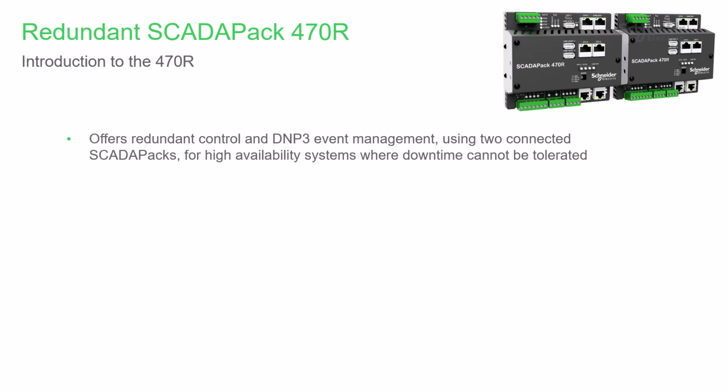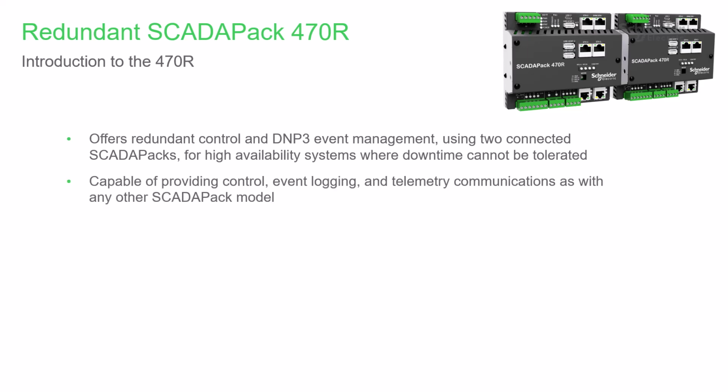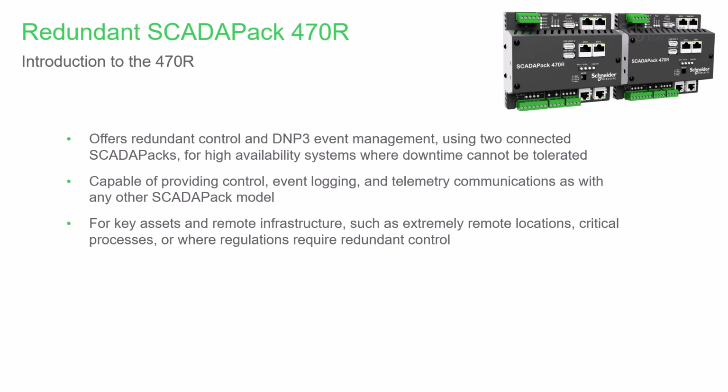The 470R offers redundant control and DNP3 event management using two connected SCADAPacks for high availability systems where downtime simply cannot be tolerated. 470R is capable of providing control, event logging, and telemetry communications as with any other SCADAPack model. It may be specified for use with key assets and remote infrastructure, such as extremely remote locations, critical processes, or where regulations require redundant control.